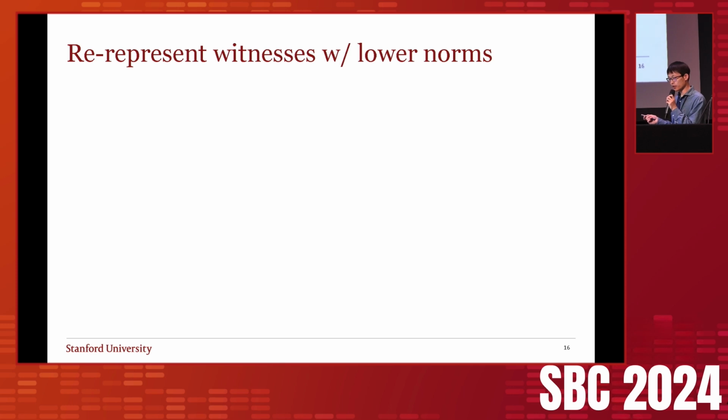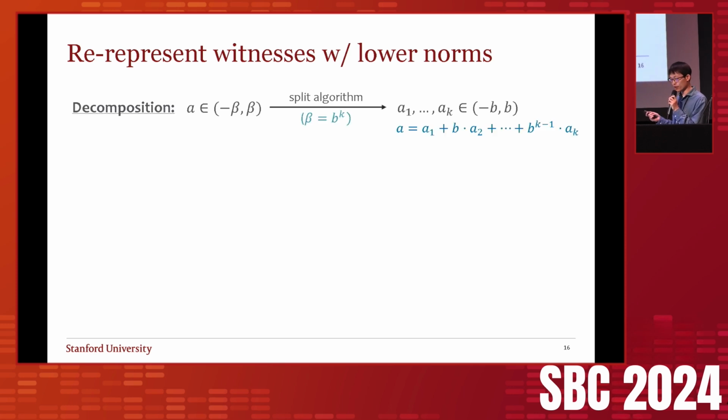So let me be more specific and explain how decomposition works. Say you have a single integer that's inside the range of minus beta and beta, and our idea is to run some deterministic algorithm, very similar to a bit decomposition algorithm, to split it into multiple integers that now have an even smaller range. And these multiple integers, a1 to ak, can also be understood as a different representation of a, for example the binary representation. And the great thing here is that every integer now has even lower norm.